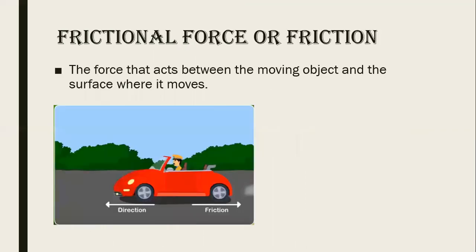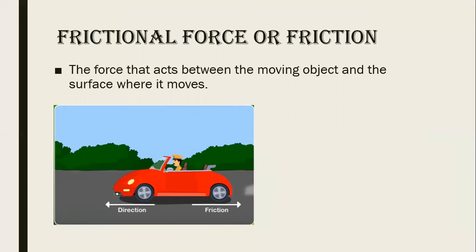Frictional force or friction. The force that acts between the moving object and the surface where it moves is known as frictional force. The force of friction acts opposite to the direction of motion. It plays an important role in our daily life. We are able to walk because of the frictional force between our foot and the ground.